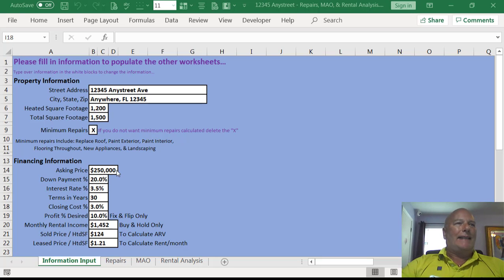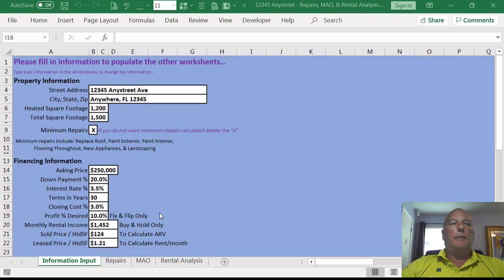So asking price is whatever they're asking for it. I put in 20% down if you're a 10 percenter, or if you're going to do all cash. If you're doing all cash, you just delete these two, interest rate and down payment, out. Leave the 30 years, because that way it gives a calculation later. I'll show you that. Closing cost is typically about 3%. If you want to make it higher, you can do that just to put a little cushion in there. That's up to you.